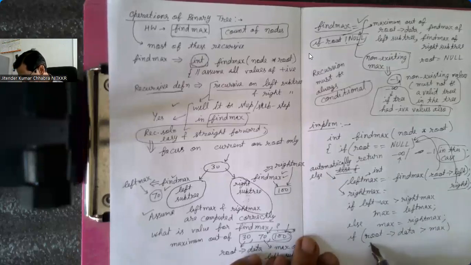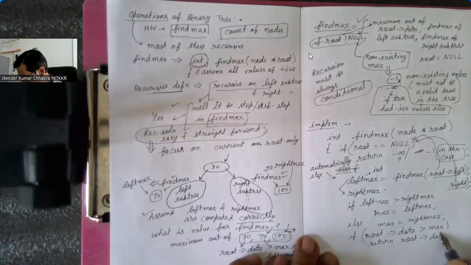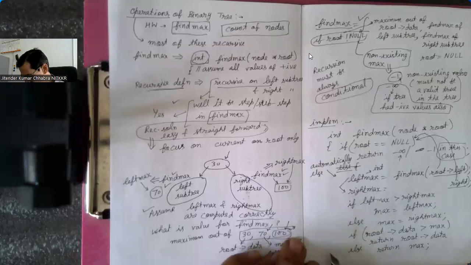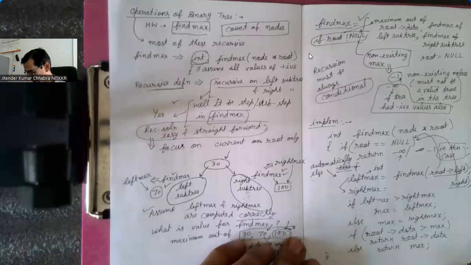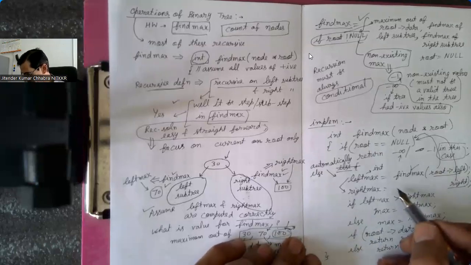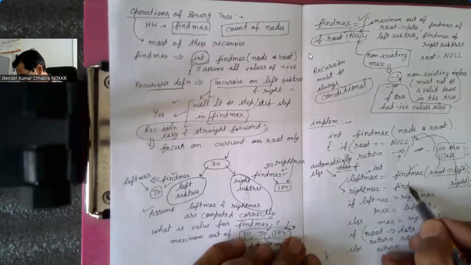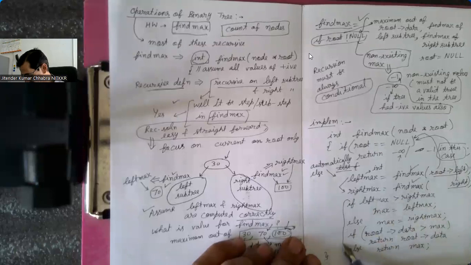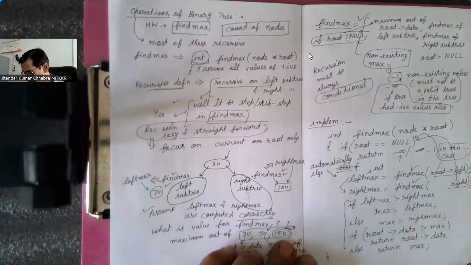Otherwise, in this case, what I have to return? Root arrow data. Else what I will return? Else obviously the max is highest, so return max. So that way I can easily write. So assuming this call worked well, assuming second call also worked well, and everything is ready, I could do easily this. Straight away simple.